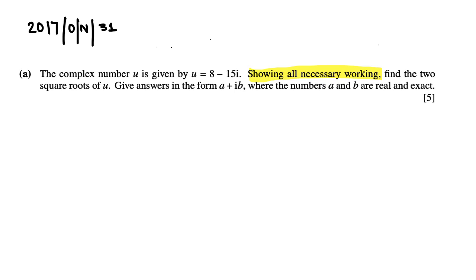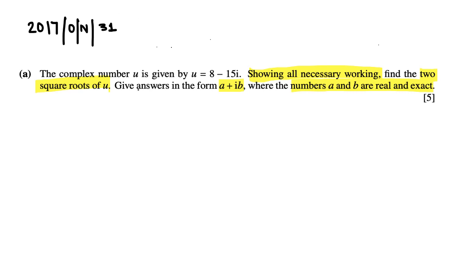Find the two square roots of u, meaning there would be two possible values which we have to mention. Give your answer in the form of a plus ib, where a and b are real numbers and exact. So a and b are not imaginary. a plus ib is a complex number, but a and b individually are real numbers. Once we have read the question, let's start with the solving part.